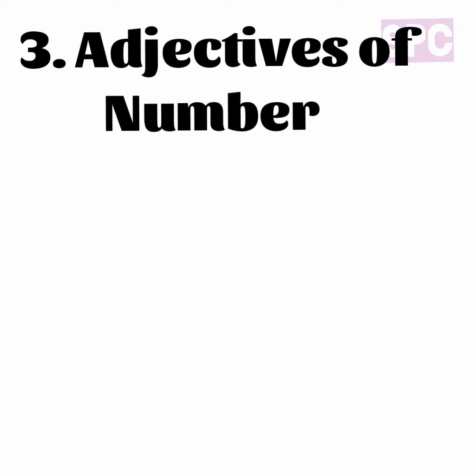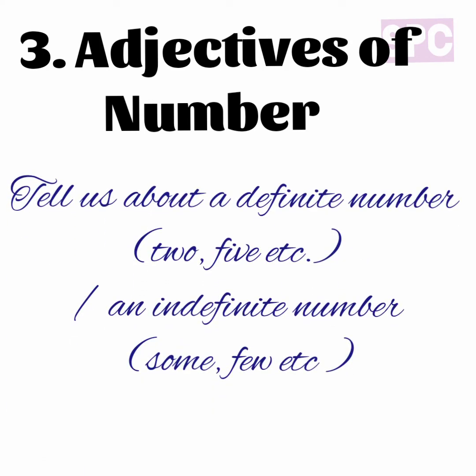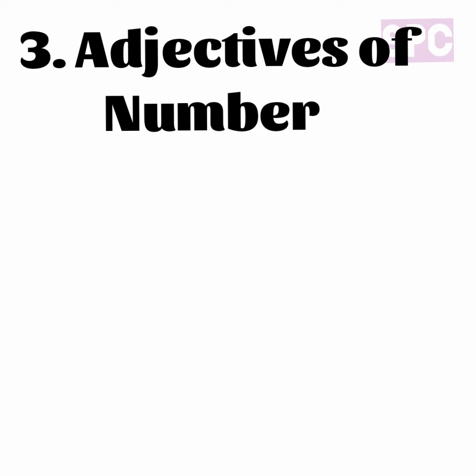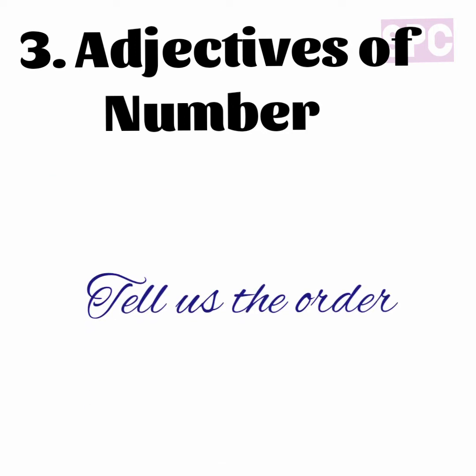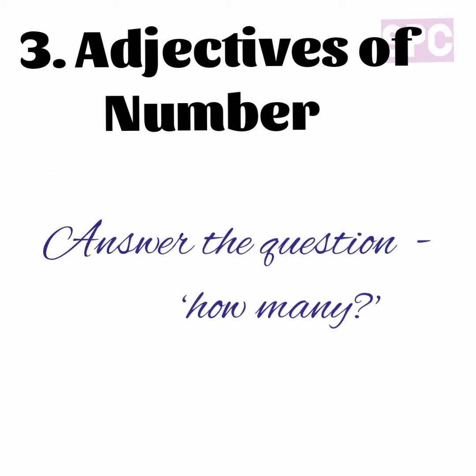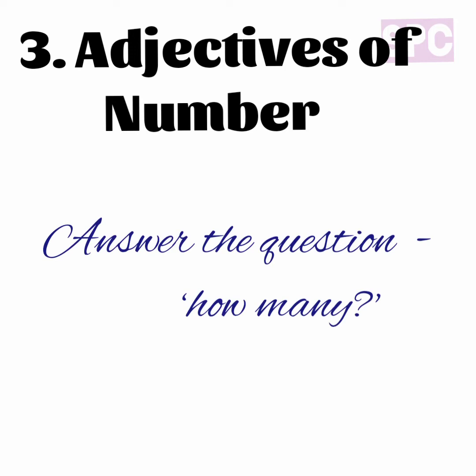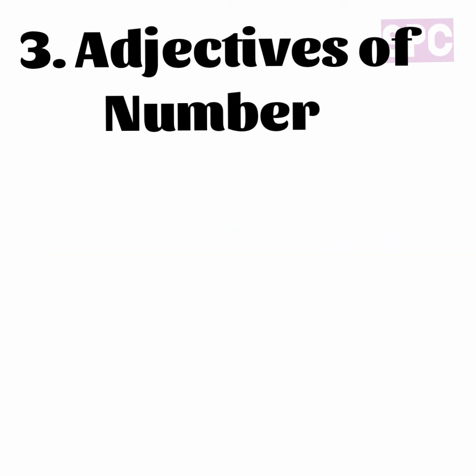Let's move on to adjectives of number. Adjectives of number tell us about a definite number or an indefinite number. These adjectives tell us the order. They answer the question, how many? Example, 21, 3, etc. Few, some, several, etc.